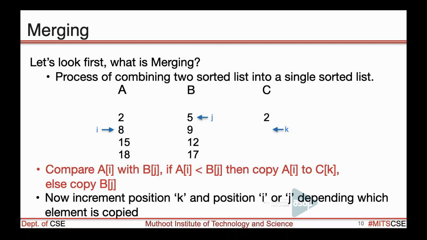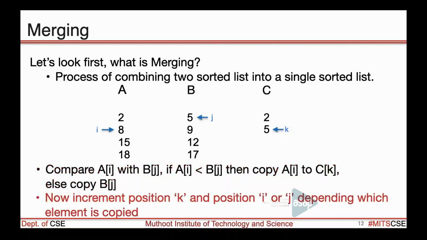So now which are the items which I am comparing? 8 and 5. So 8 and 5, when I look at A of I less than B of J, which is 8 less than 5. 8 is less than 5? No, right? So then what should I do? Copy B of J, which means that 5 is being copied to C. 5 is being copied.